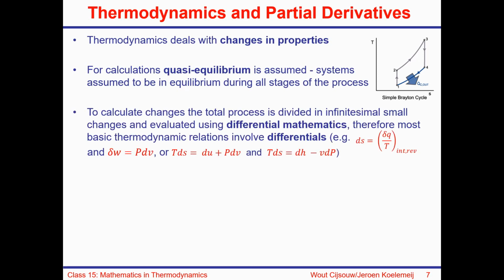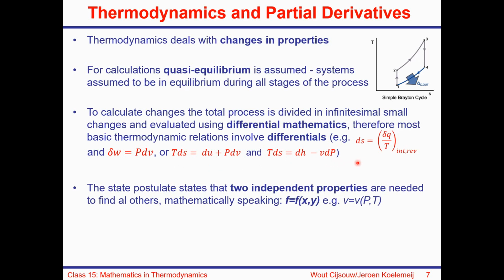Now, to calculate changes in a process or in thermodynamic properties, it's helpful from a mathematical point of view to divide the change down into very tiny steps, these infinitesimally small changes, because these can be evaluated using differential mathematics. And for this reason, you will encounter many thermodynamic relations that in fact involve differentials, like, for example, the Clausius equation, or the boundary work done by an expanding gas, or the Gibbs equations that you see here.